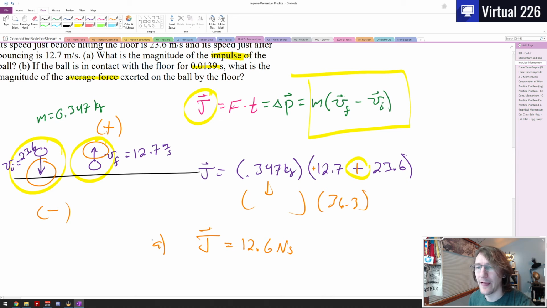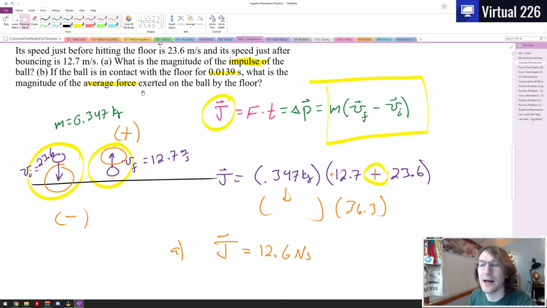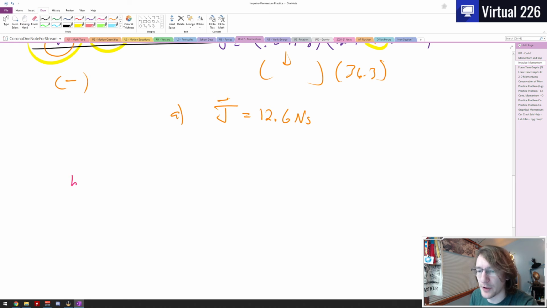In part B, though, we are looking for the magnitude of the average force, F, exerted on the ball. Luckily for us, we've already written this equation out. We know that an impulse equals a force, or an average force, multiplied by a time. We'll talk in some of the later videos, when we have graphical force-time graphs, about why that's an average and how, if you actually wanted to find an impulse, it'd be an area under a curve. But if we know the impulse and we know the time, we can solve for the average force. Nothing too crazy there.